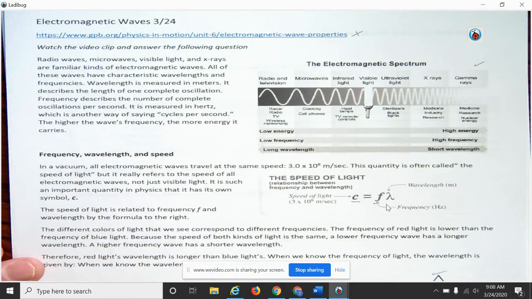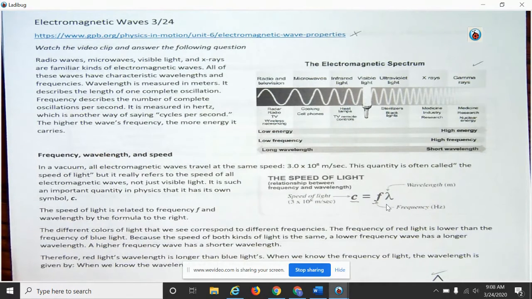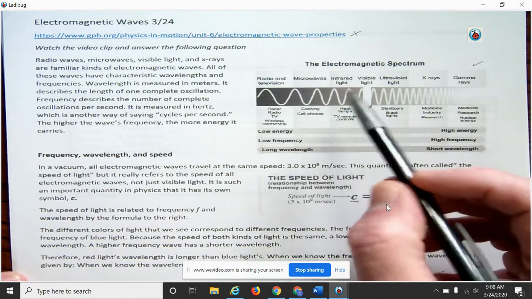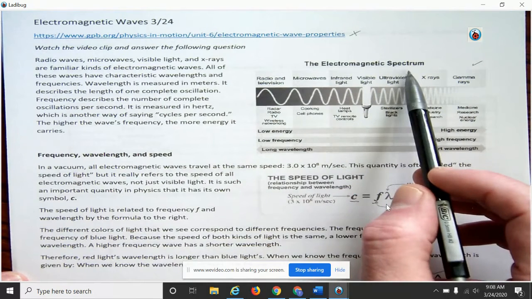It does a really good job of describing the different types of electromagnetic waves, from radio waves to microwaves to visible lights, X-rays, and so forth. So it'll help a little bit. The other thing it'll review is the idea of frequency, wavelength, and speed. Those are all going to come into play. Now, one of the things it's also going to do is what's called the electromagnetic spectrum.